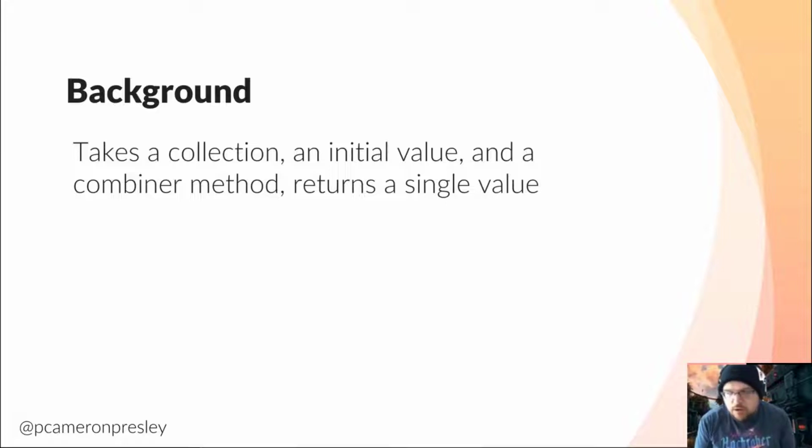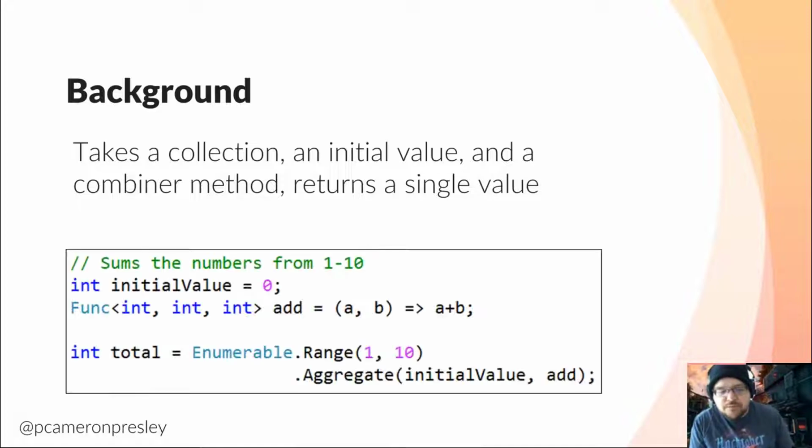But how this method works is that you've got a collection and some initial value. And then you are also handed something that knows how to combine the initial value with an item out of the collection. And once it does that, it returns back a single value. Seems really confusing. Let me give you an example.